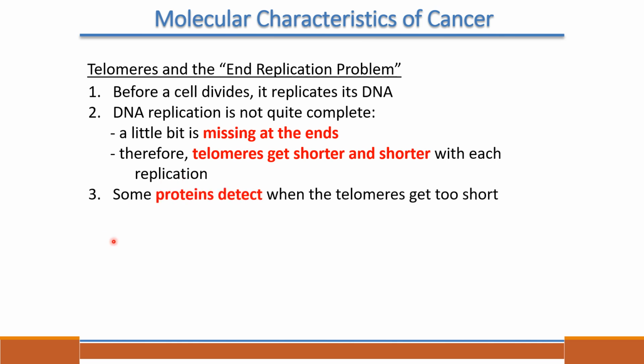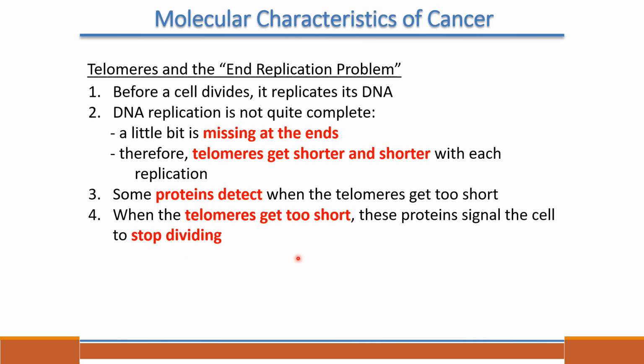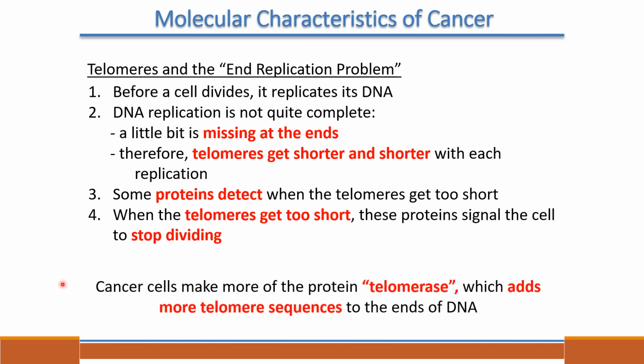The third thing that I want you to remember is that some proteins detect when telomeres get too short. And what is going to happen is that when the telomeres get too short, there is a signal, a protein, that says to the cell, stop dividing. However, the problem that we have with cancer cells is that they make more of the protein telomerase, which adds more telomere sequence at the end of the DNA.